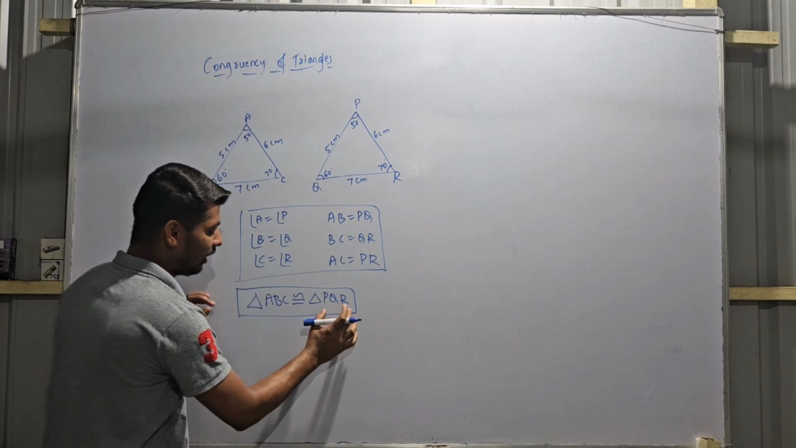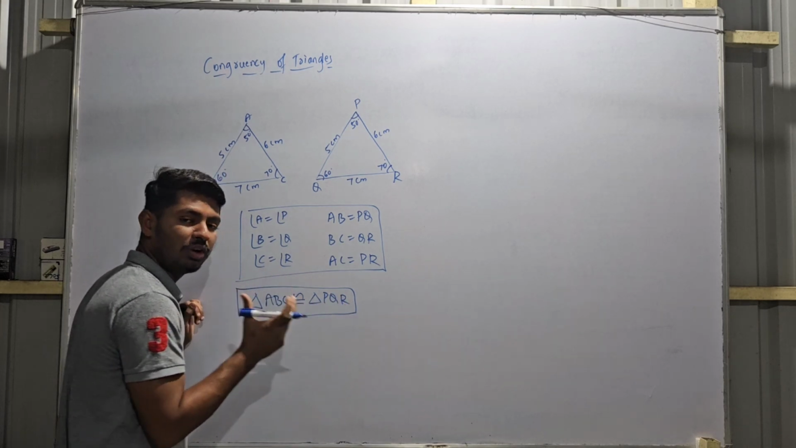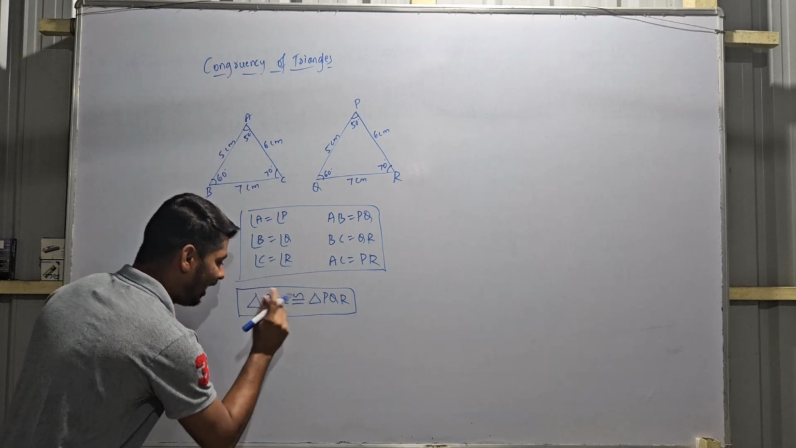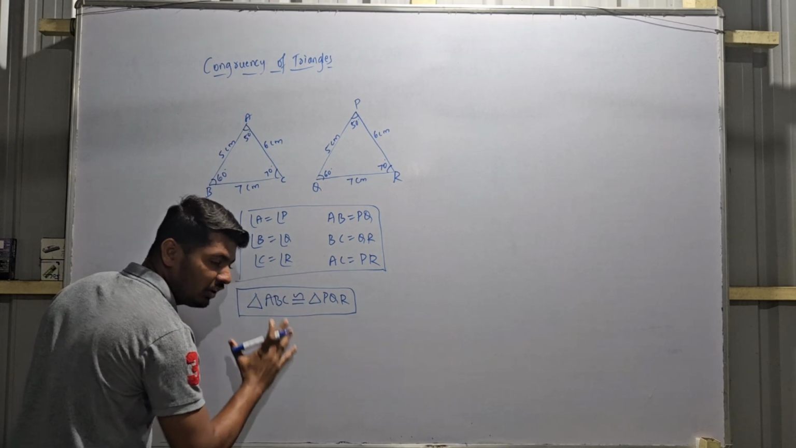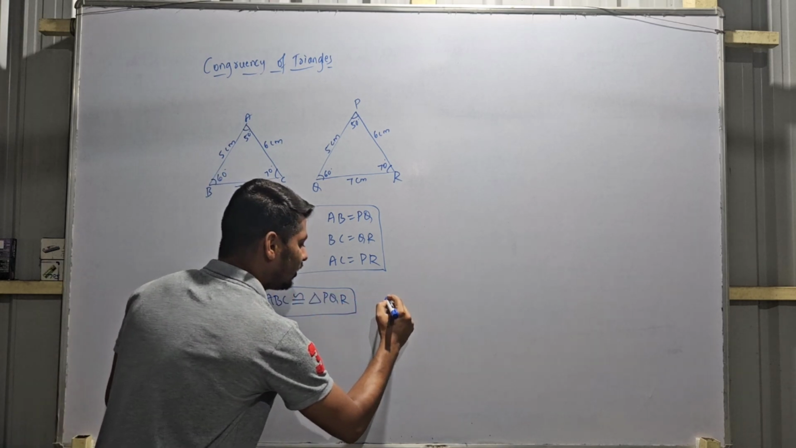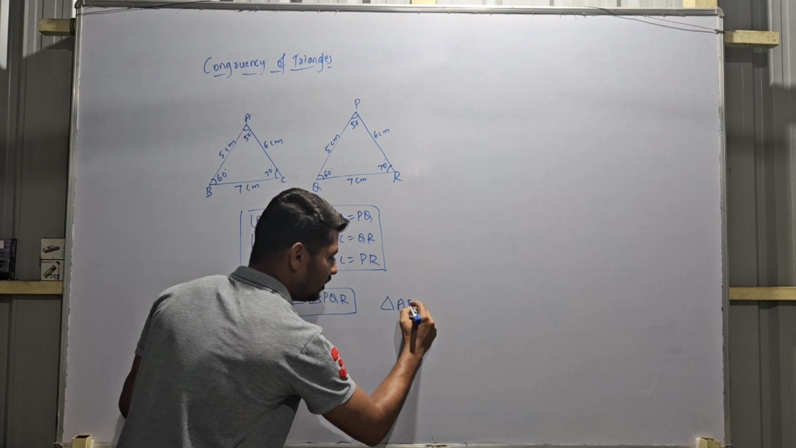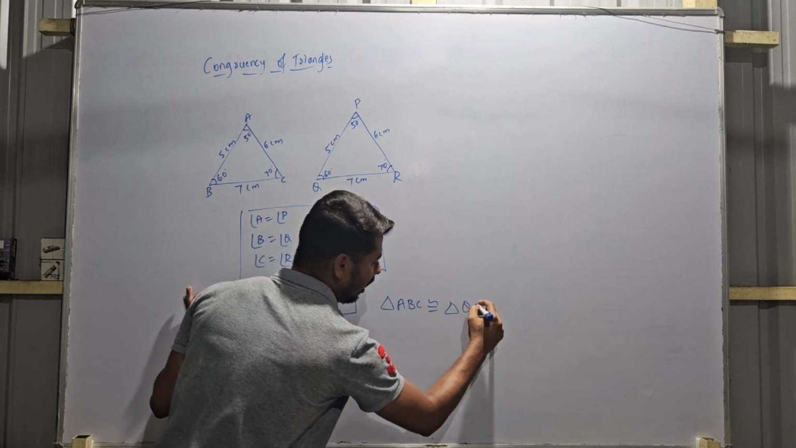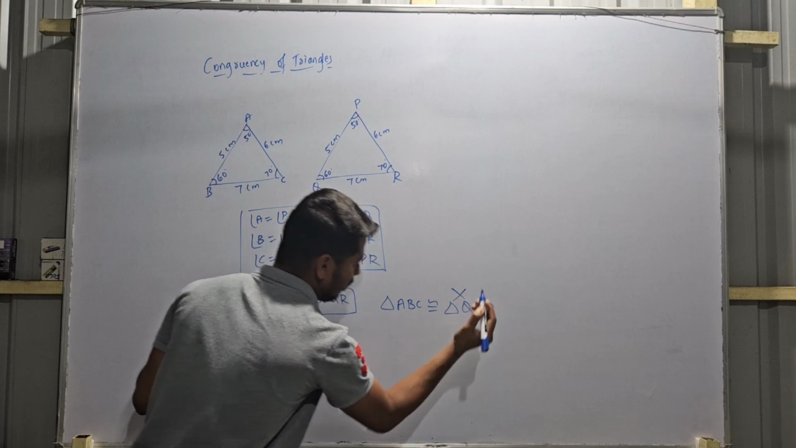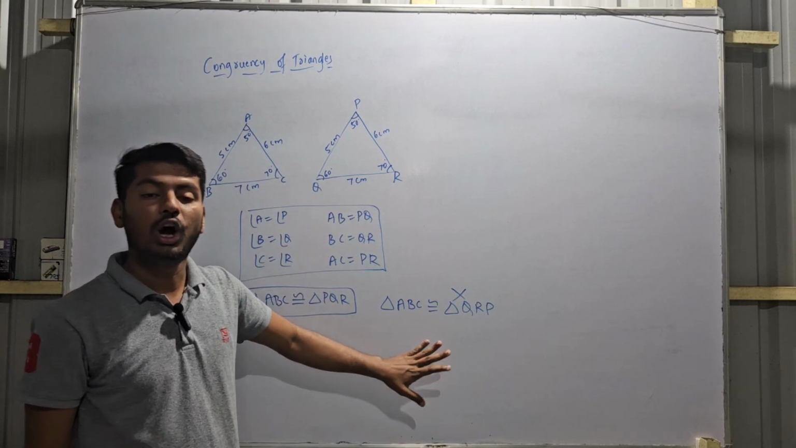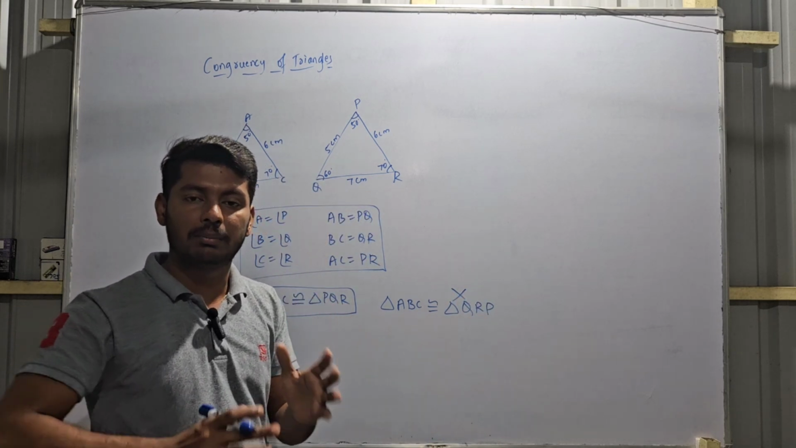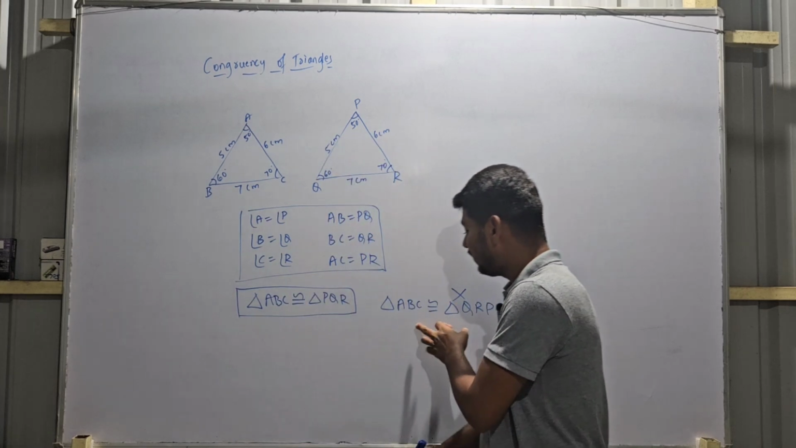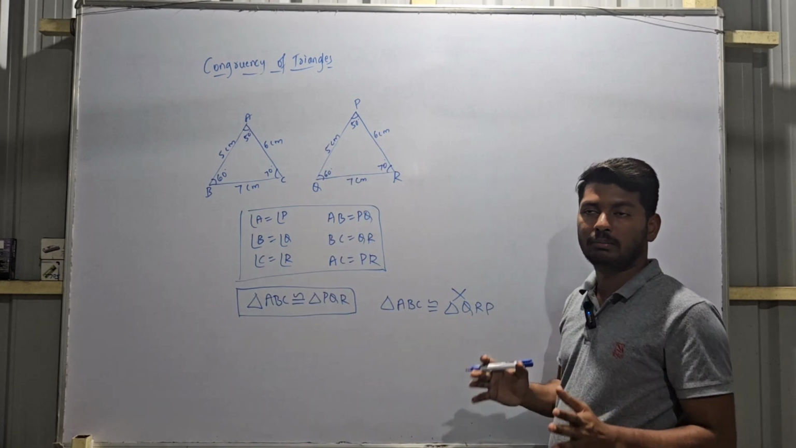How will the notation be important? See, we can't write the same congruency of triangles like triangle ABC congruent to triangle QRP. No, this is wrong. This we can't write. The order is also very important here. The order in which we are writing the triangles is very important.